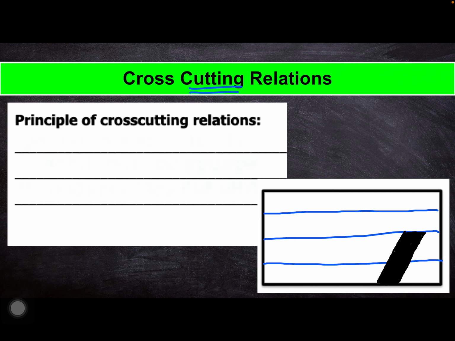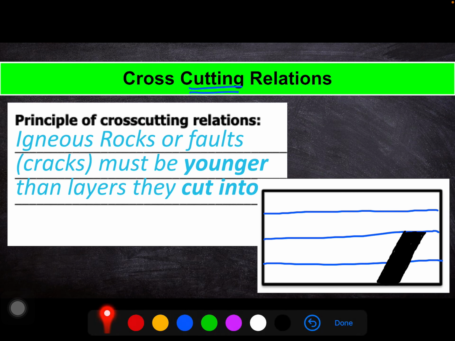So when we think about this rule, what we know is that any igneous rocks that we see cutting through, or any faults, because they cut as well, it's kind of our key connection here, cutting, they have to be younger than anything they cut into, meaning they have to come after those layers that they intersect. So there's not a way that this layer could be first, because if it was first, well, there'd be nothing for it to cut into.